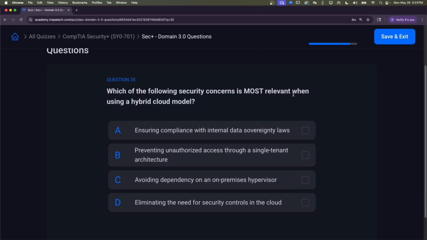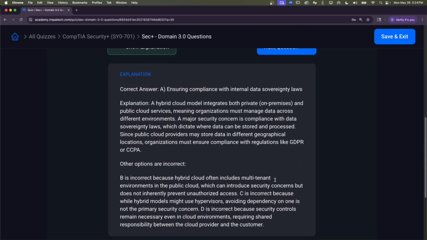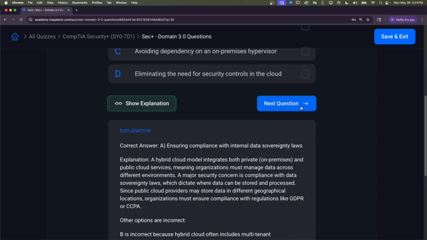Question 35. Which of the following security concerns is most relevant when using a hybrid cloud model? So a hybrid cloud model, you could use the public and private cloud in combination in your organization. You can do on-prem stuff with your public cloud, right? So we're going to go with A here, ensuring compliance with internal data sovereignty laws. The only thing that makes sense, right? It doesn't eliminate the need for security controls. You still have the dependency of an on-premise hypervisor because hybrid does involve on-prem sometimes, if that's your hybrid environment. So we're going to go with A here. Pause the video if you'd like to read the explanation.